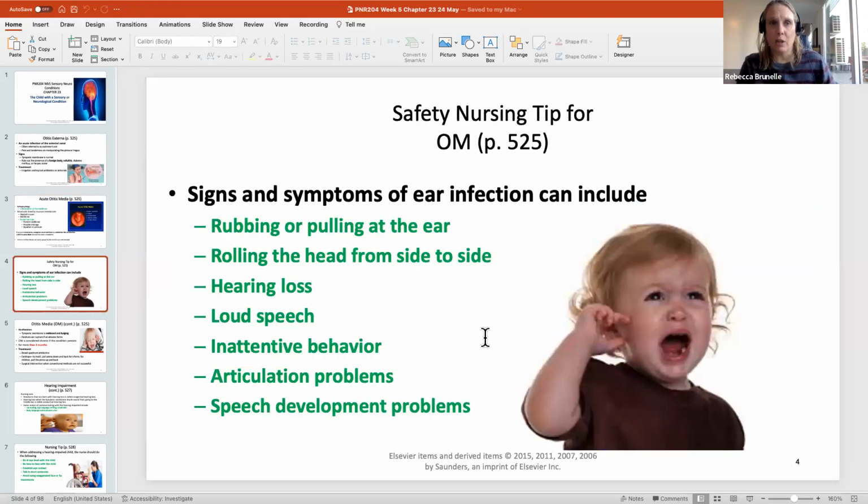And this next slide here shows you a kid that's got an ear infection. This is kind of what they look like. They tend to put their fingers in their ear. They rub their ear to the side, they are pretty irritable, and they act like they're in pain.